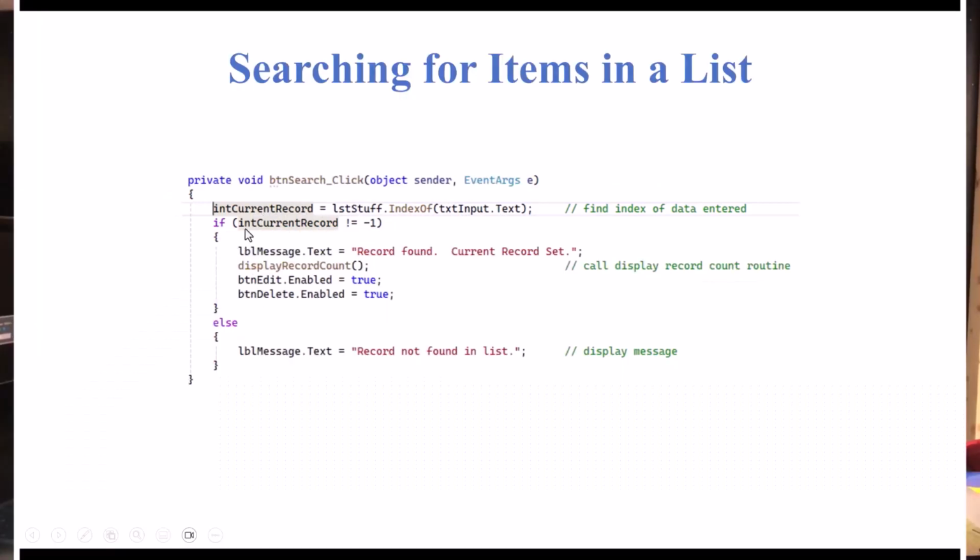There's an if statement in here, because if it's not equal to -1, we found the record. And if we found it, we can give a message. We can display a record count. We can do everything we want. We can change it, whatever we want to do. Or we can enable the edit button, enable the delete button, so we can work on that thing. If we end up with a -1, then we simply say the record is not found in the list. We didn't find that guy in there. So very easy to work with.